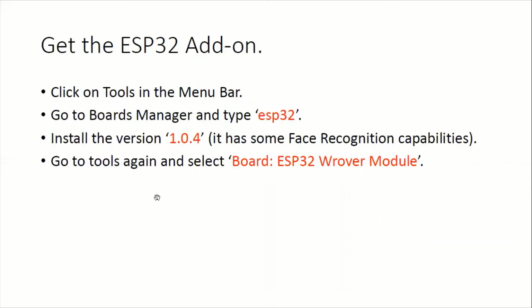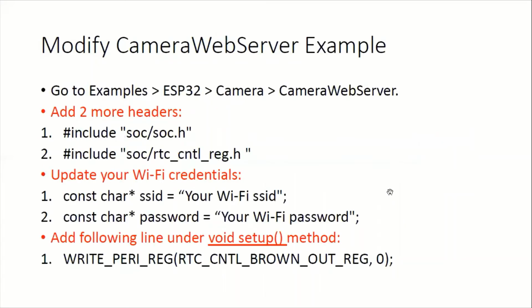Then go to Tools again, and select the board ESP32 Wrover Module. This should be very carefully noted down, that the ESP32 Wrover Module is selected. Now let's go to the camera web server example. This camera web server example is located in Examples. Then you have to go to ESP32, then CameraWebServer.